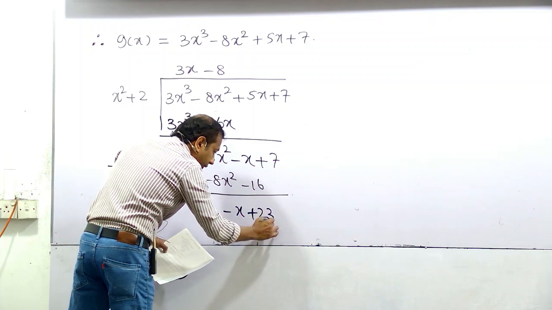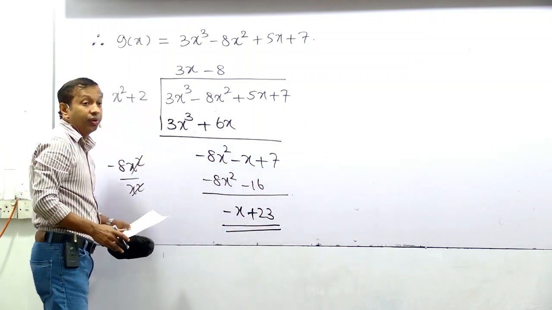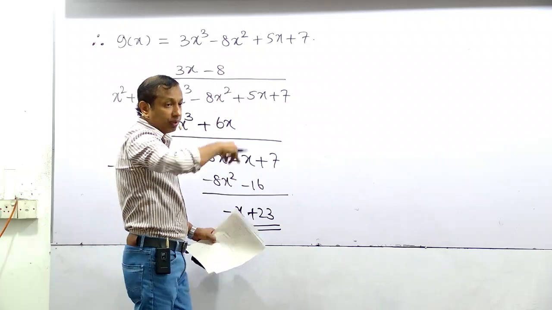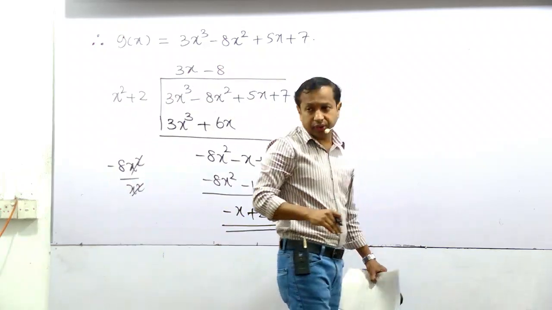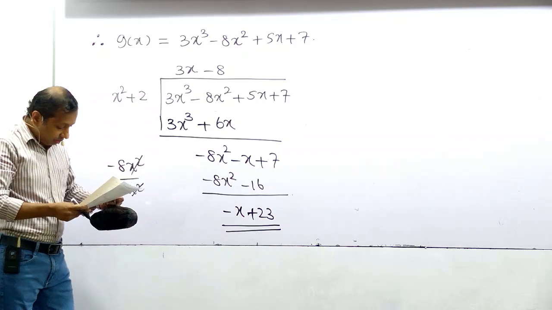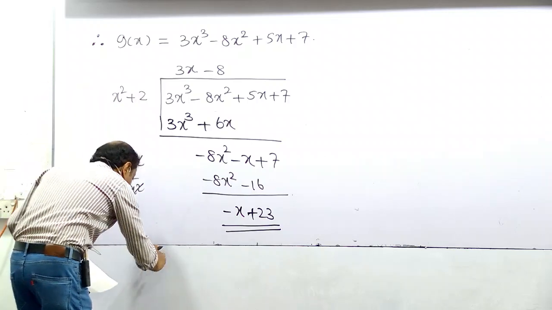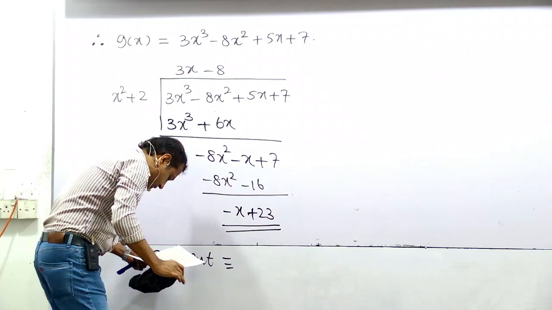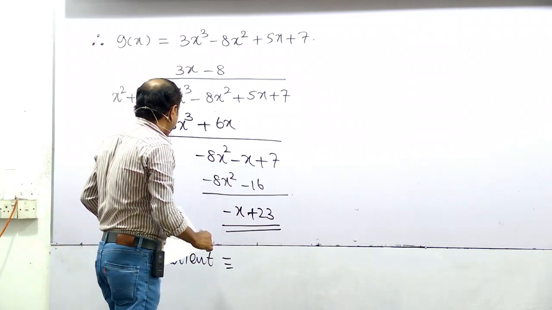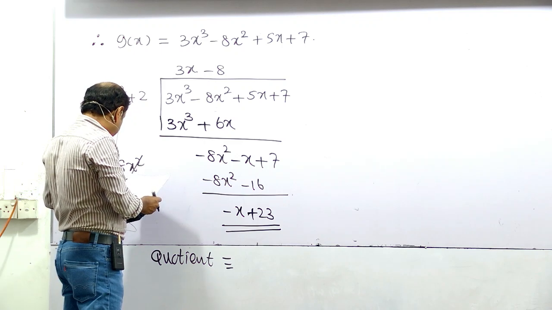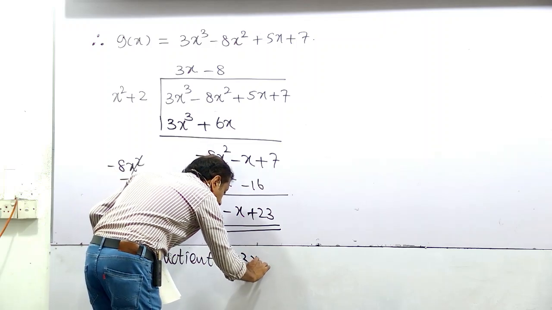Minus x plus 23. Do we divide furthermore? No. Reason? Here degree 1, here degree 2. If we furthermore divide, here we get minus powers, 4x. Right? That's why we don't divide. Now we found what? Quotient is this. What? Remainder is this. What's asking? That, no? Right. Then we can write quotient, yes, quotient is 3x minus 8, no? Yes. Remainder.